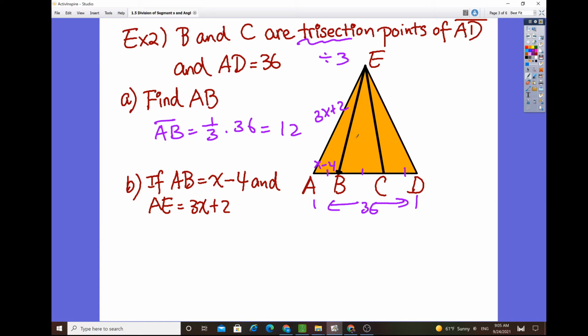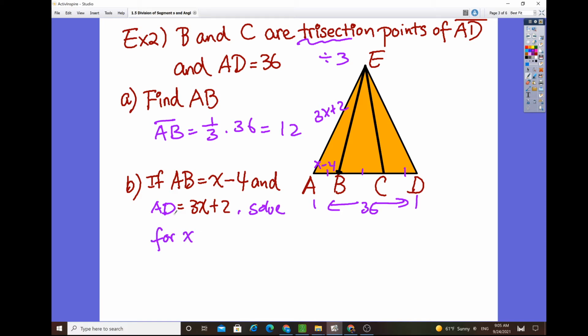Yeah, I believe that the setup is incorrect, so let me fix one thing here real quick. This one is saying that it's not AE, it's supposed to be AD. So segment AD, then that'll be 3x plus 2. And then you want to solve for x.